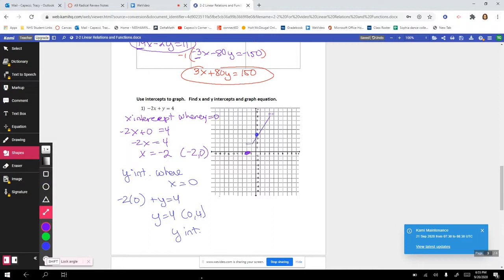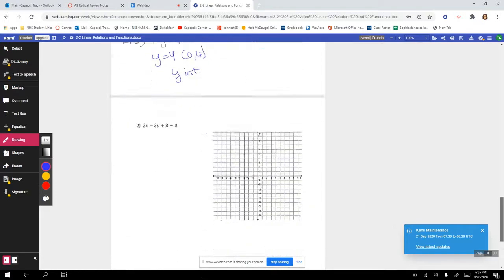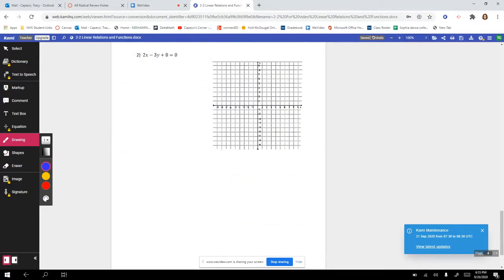So here's my line right here. And I'm going to put arrows on the end because I know lines are continuous. And I'm all set for that one. I graphed that using intercepts. I could use slope intercept form, but we'll do that later. Just another way to graph some lines. We have one more example. I'm going to do the same thing.